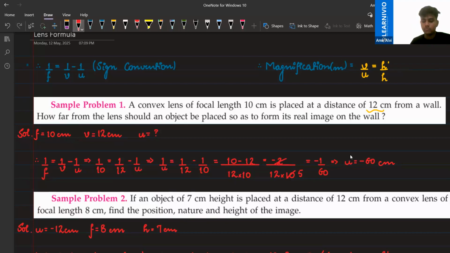Sir, in the case of lens, is it like the right side it is real and inverted, and left side it is virtual and inverted? Yes. Okay.